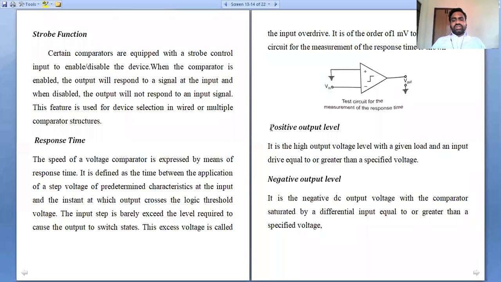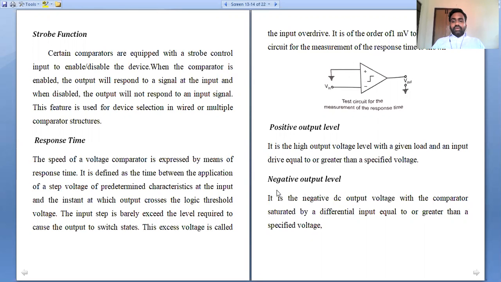Okay, and this is the description of the behavior of positive output voltage and negative output voltage. If it is a high output voltage at a particular given load, the input drive is greater than or equal to a specific voltage. That means we explained the behavior of input voltage with respect to the reference voltage. The same condition is explained with respect to the behavior of input voltage with respect to the output voltage scenario here.